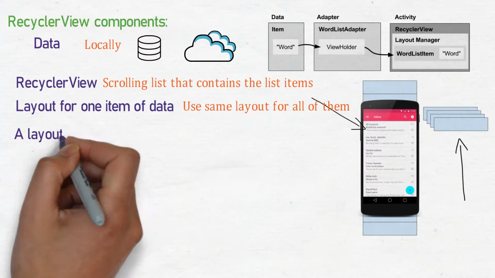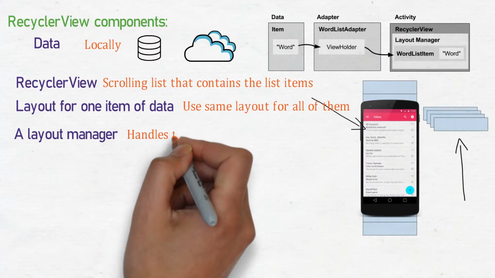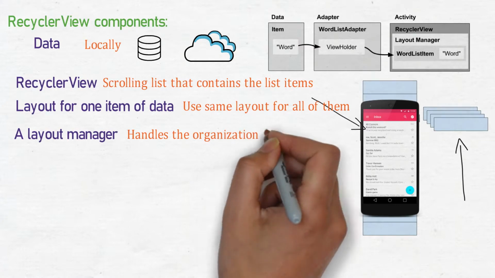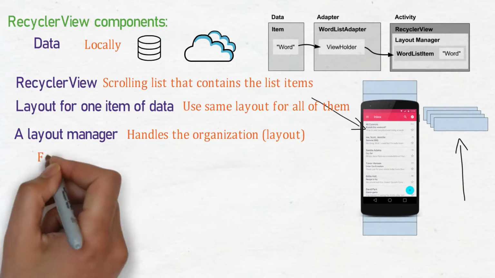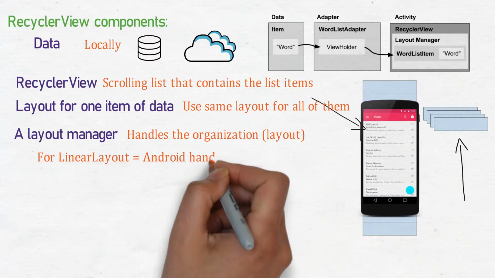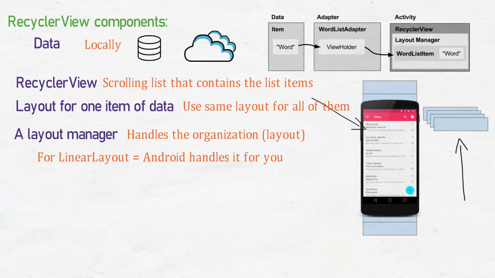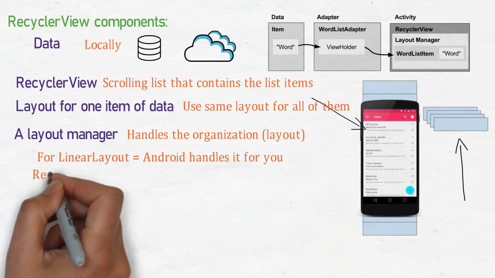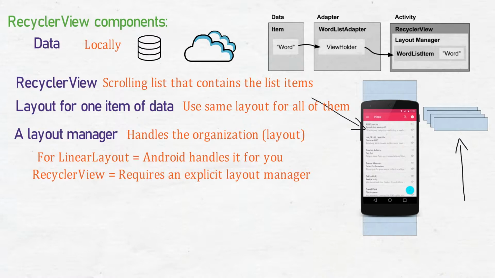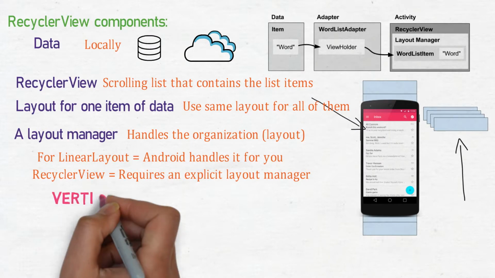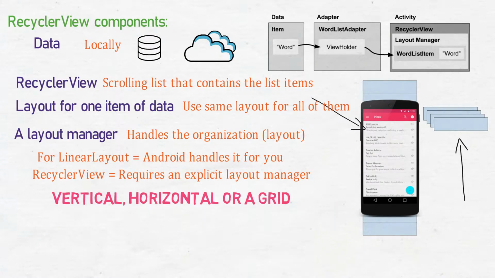A layout manager. The layout manager handles the organization layout of user interface components in a view. All view groups have layout managers. For the linear layout, the Android system handles the layout for you. RecyclerView requires an explicit layout manager to manage the arrangement of list items contained within it. This layout could be vertical, horizontal, or grid. The layout manager is an instance of RecyclerView.LayoutManager to organize the layout of the items in the RecyclerView.